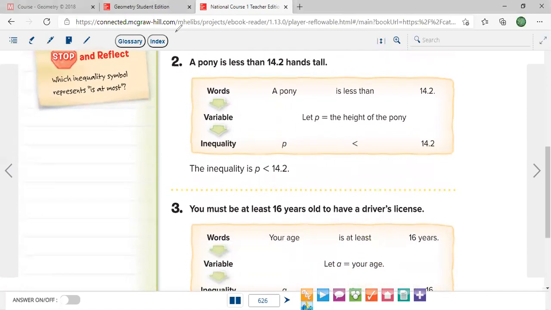Another situation. A pony is less than 14.2 hands tall. How can we write this as an inequality? If we assume that P is the height of the pony, P should be smaller than, just smaller than, because it mentioned is less than, 14.2. So this is your final answer. P is smaller than 14.2.